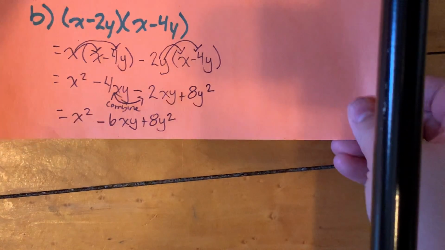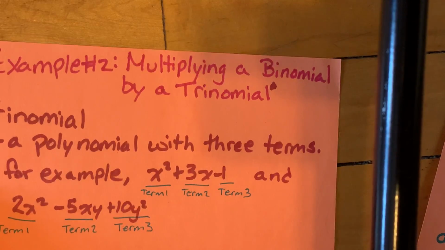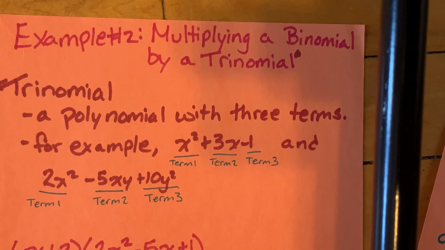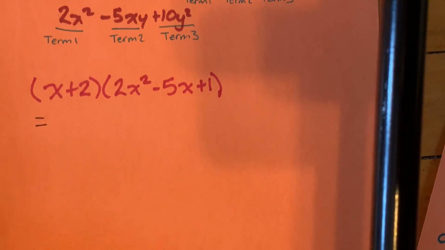So that's that example. Now we're moving on to example number 2, where we have another vocabulary word. It's a trinomial. A trinomial is a polynomial with 3 terms. For example, x squared plus 3x take away 1, and 2x squared take away 5xy plus 10y squared. What we're going to do is work through this example together.